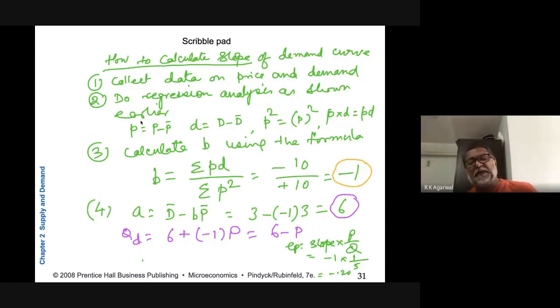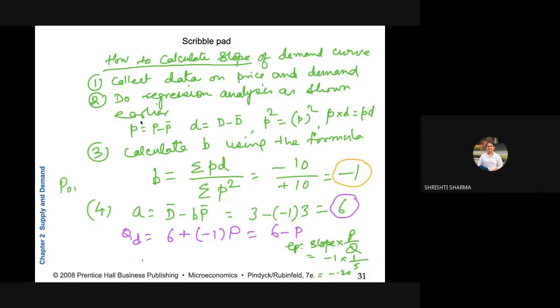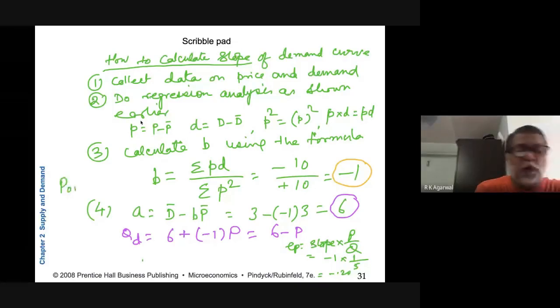elasticity. Similarly, you can go ahead with calculating price elasticity by first estimating the slope of the supply curve, estimating the intercept or the constant of the supply curve, and then finally calculating the elasticity of supply using the formula slope into P by Q. So this is how you calculate elasticity using which method? Regression method. And why are you calling it point method?